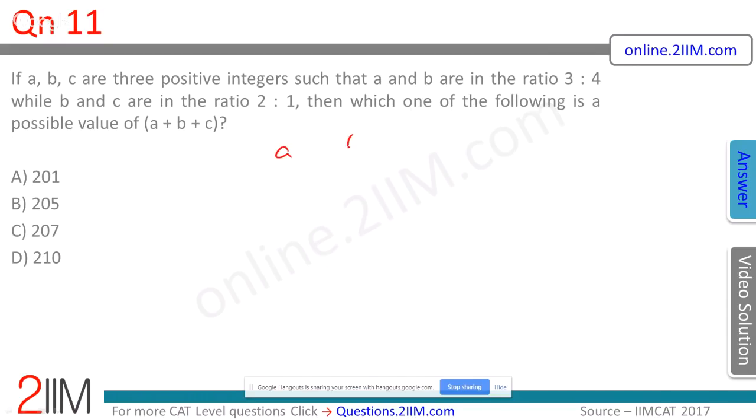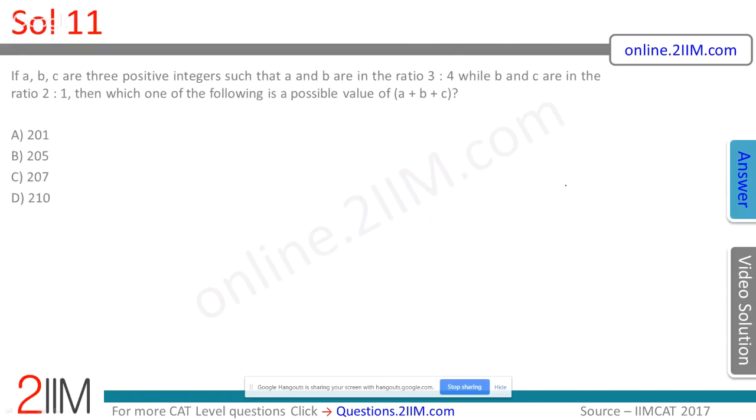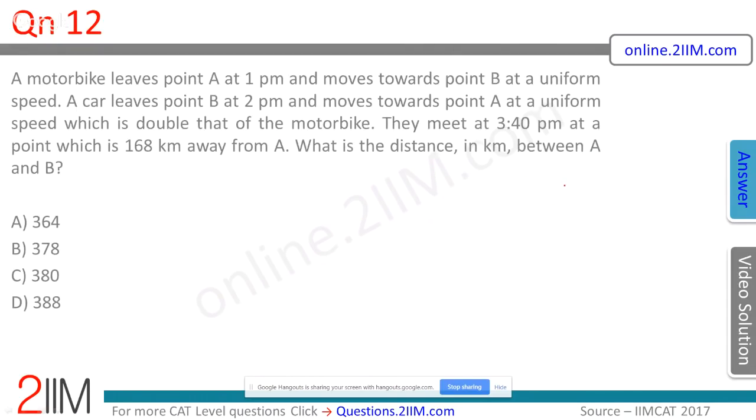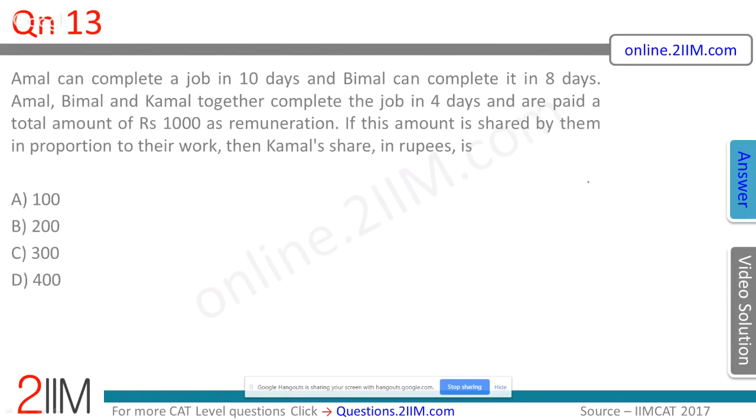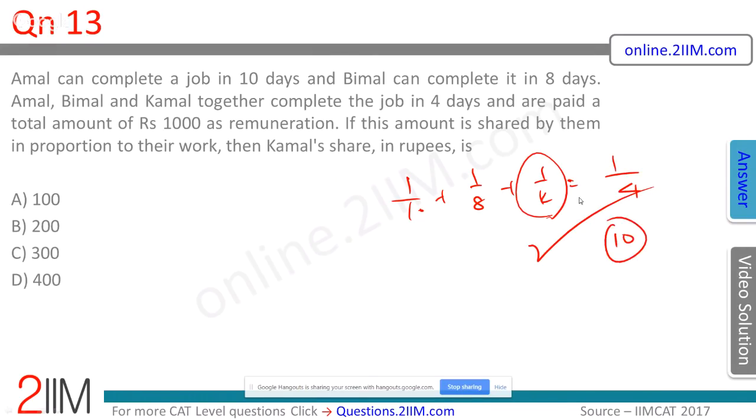Again, A, B, 3:4, B, C, 2:1, 4:2, adds up to 9. 9 questions in the bag. You should have got this right. This is tricky. We'll probably discuss this one. It takes a little bit of time, also a long question. So you can probably hold off on this. Still 9 in the bag. Very routine, very doable. 1 by 10 plus 1 by 8 plus 1 by k equals 1 by 4. And then done. 10 in the bag so far.